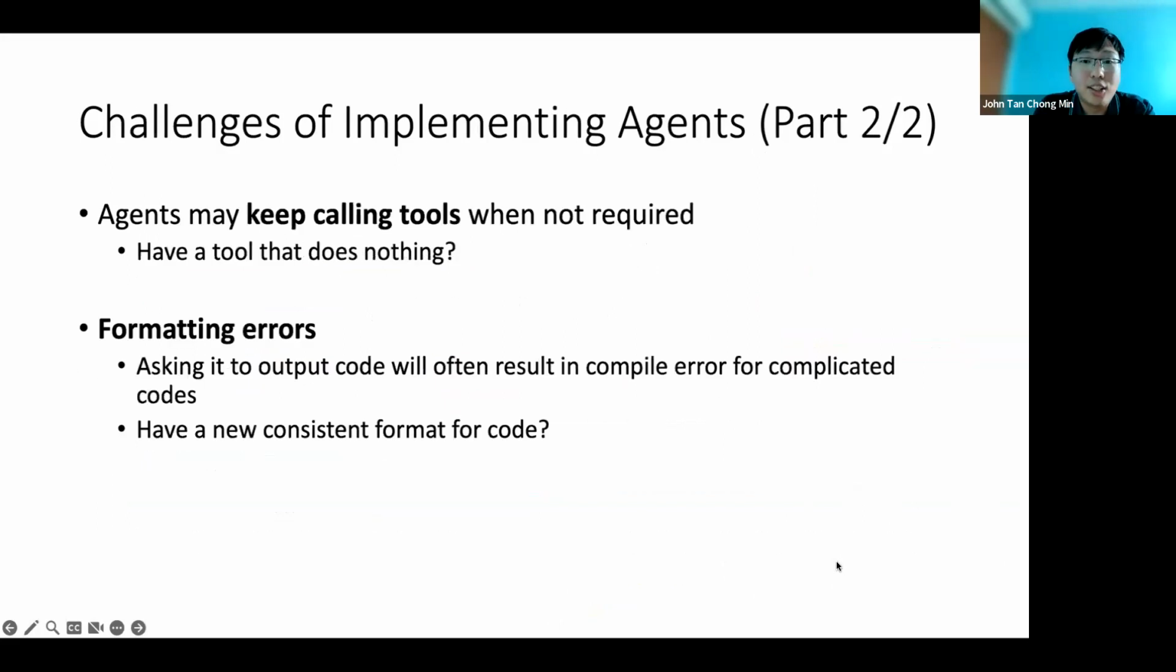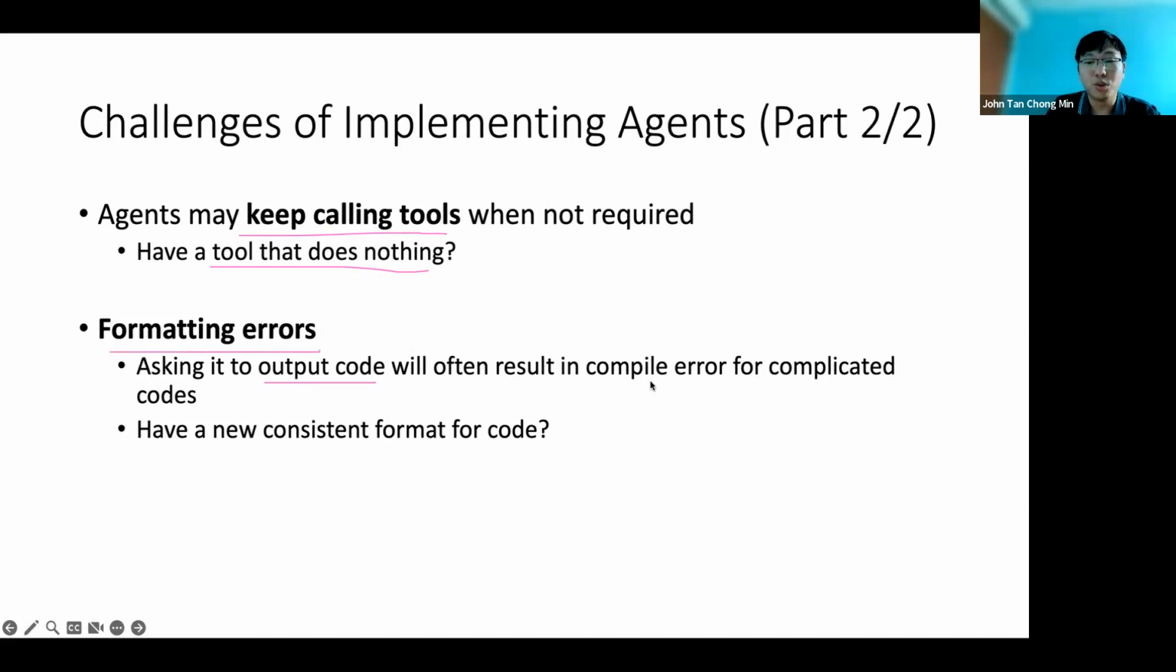All right, the other challenges of implementing agents. Agents may keep calling tools when not required. So this is one of the problems. They are very trigger happy. They like to keep using tools. In Auto GPT, they even had a tool that does nothing, a nothing tool. I personally think this is not a good way of doing it, because if it doesn't need to use a tool, you shouldn't just ask it to use a tool called nothing. There must be something that tells it at a higher level, you should only use tools when required. A nothing tool is just a way to bypass the system, but it means that something fundamental is lacking.